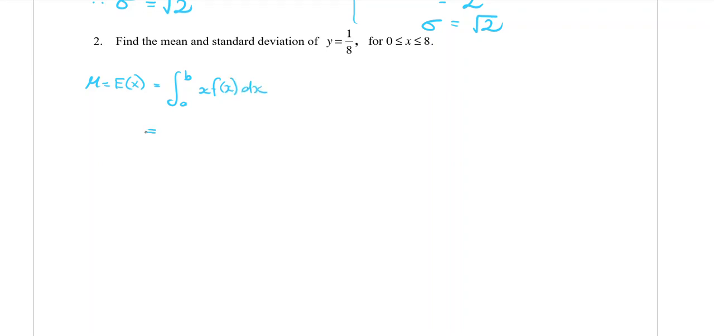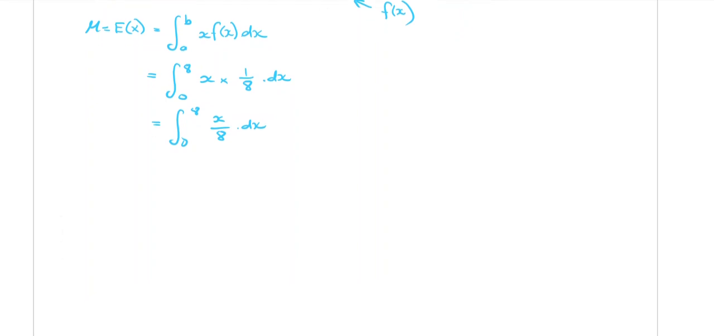You don't have to write mean and expected value. I'm just trying to highlight it, but they're both the same thing. We are, this time, integrating between 0 and 8. And we have x times f of x, which is 1 over 8. So this thing here, that is the same as little f of x. Okay, dx. So that would be x over 8, just putting it together, dx. And now I'm ready to integrate.